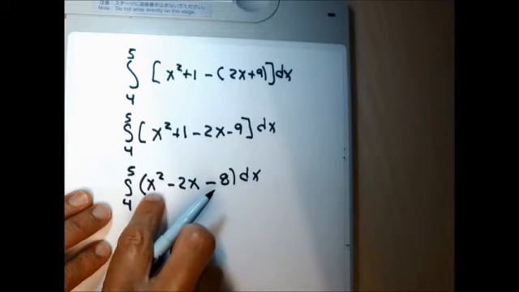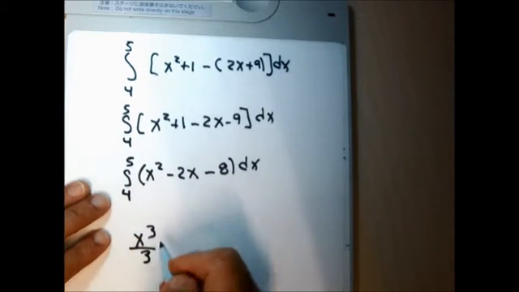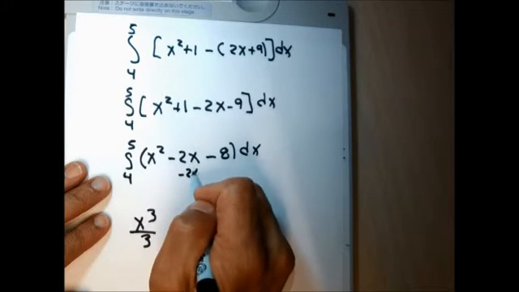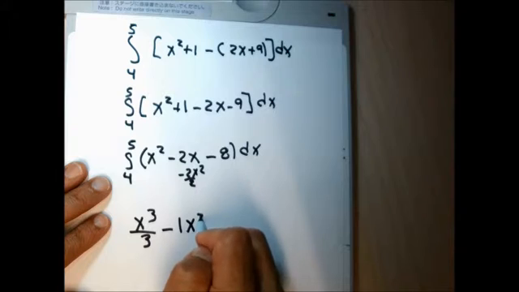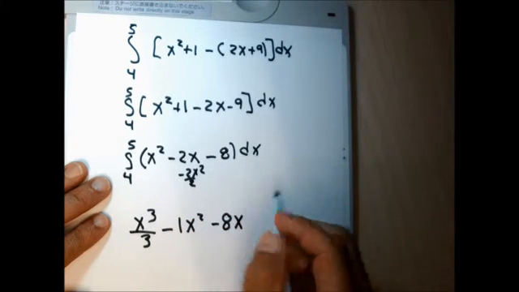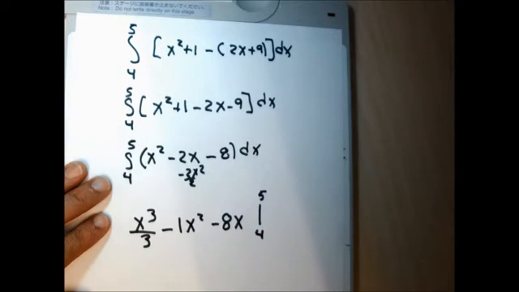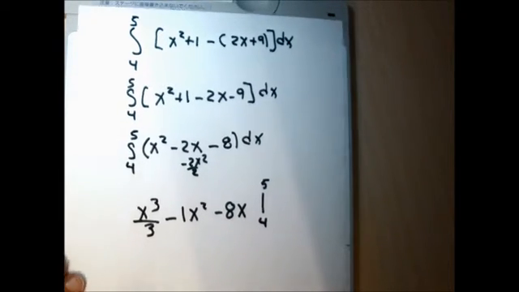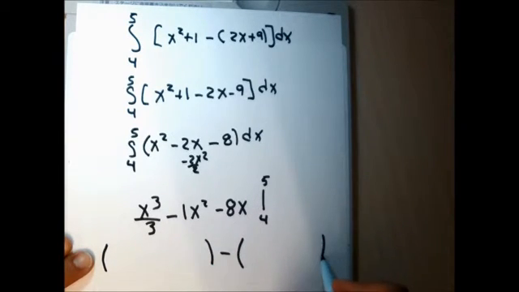Now I'm going to integrate. That's going to be an x cubed over 3. This is going to be a minus 2x squared over 2. So it's going to be a minus 1x squared. That's going to be a minus 8x. When there's a minus 1 in front of the x, I usually write it because it makes it so I don't make mistakes in my calculator. Now I need to plug 5 in, and I need to plug 4 in.